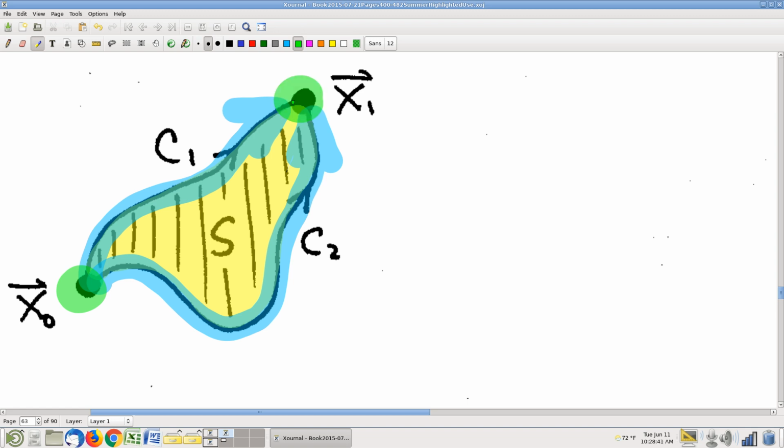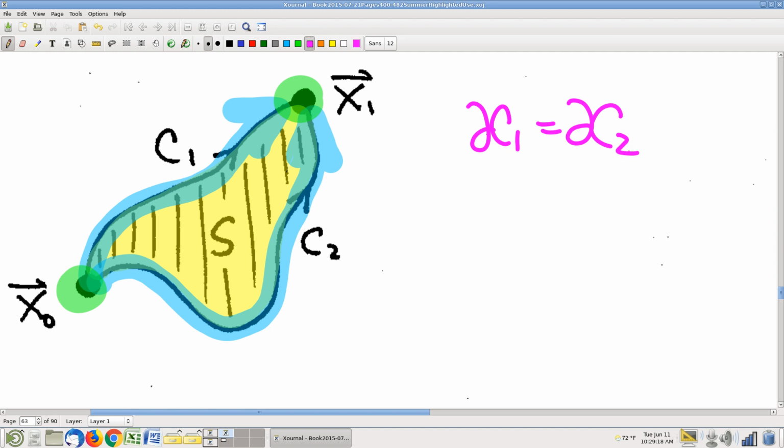Okay, all right, so first observation I would like to make is that these two curves have the same boundary. The boundary of C1 is equal to the boundary of C2. Sure they do, right? The boundary of C1 is these points, x0 and x1. This is the endpoint, positive oriented. This is the starting point, negative oriented. What's the boundary of C2? Well, same start point, same end point, both same orientations. It's the exact same boundary.